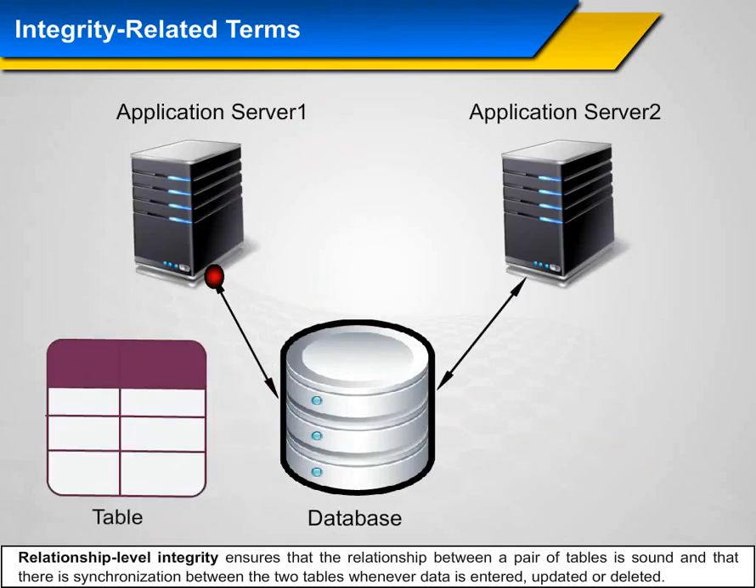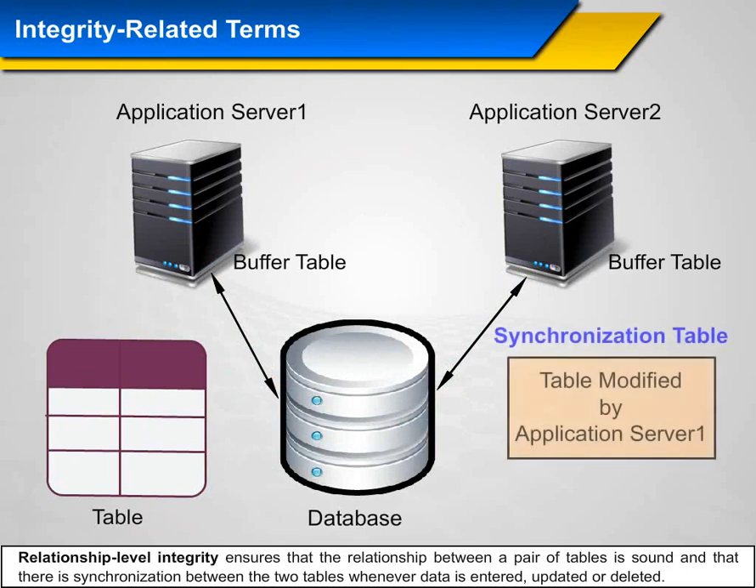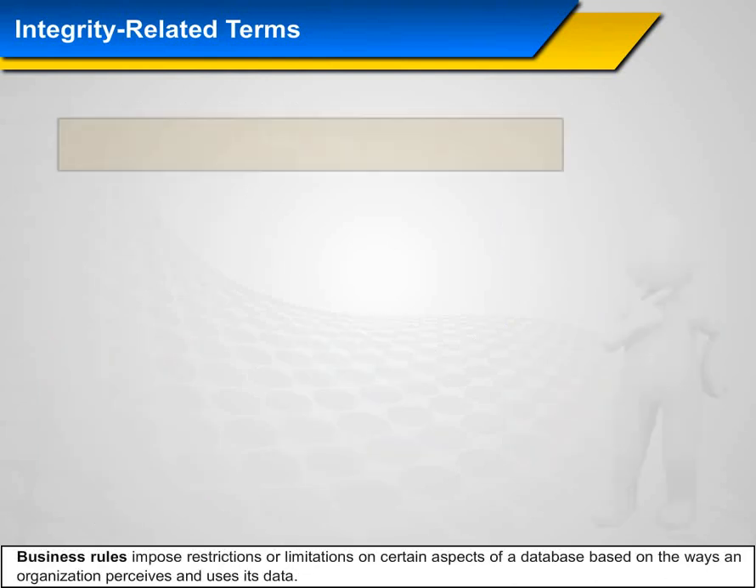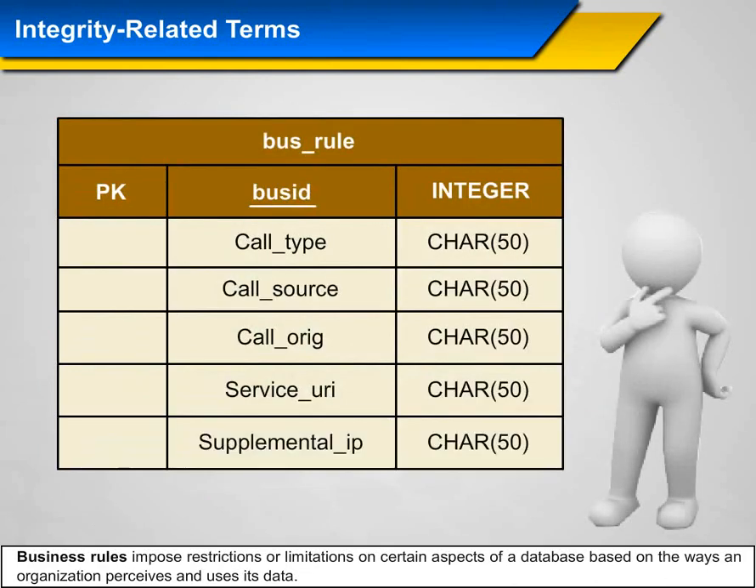Relationship-level integrity ensures that the relationship between a pair of tables is sound and that there is synchronization between the two tables whenever data is entered, updated, or deleted. Business rules impose restrictions or limitations on certain aspects of a database based on the ways an organization perceives and uses its data.